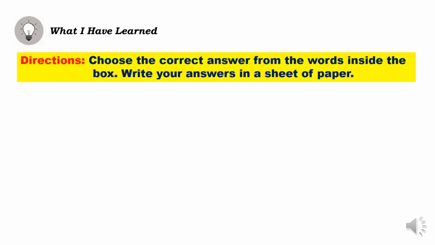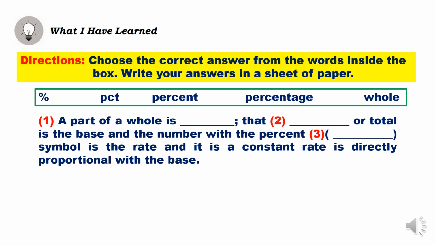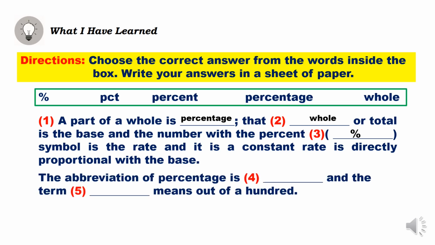Choose the correct answer from the words inside the box. Write your answers on a sheet of paper. A part of a whole is the percentage. That whole or total is the base, and the number with the percent symbol is the rate, and it is a constant rate directly proportional with the base. Then try to answer numbers 4 and 5.